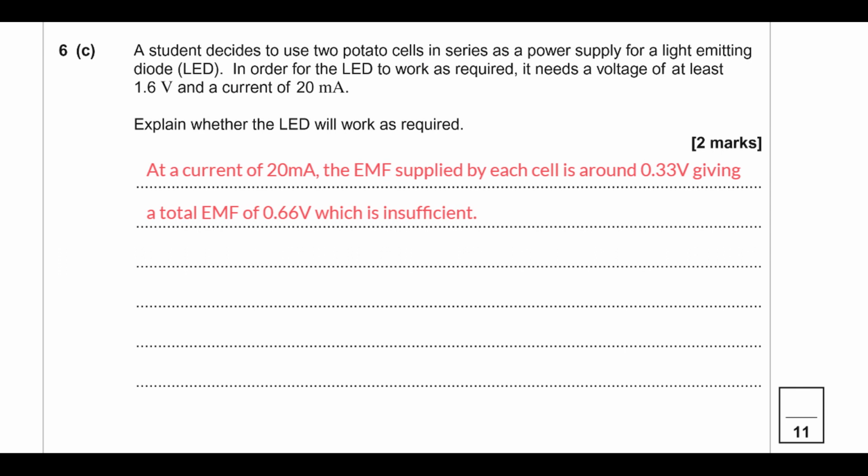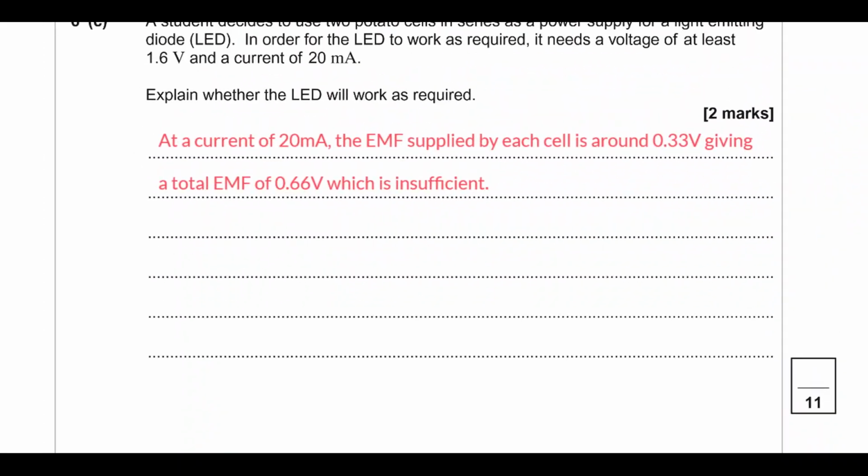Or you can do it another way, you can read off 0.8 on your graph, which again, they don't lead to a high enough current. So again, that's not going to work. So you can argue it either way. This is the way I've gone about it. Okay, so let's move on to the final question.